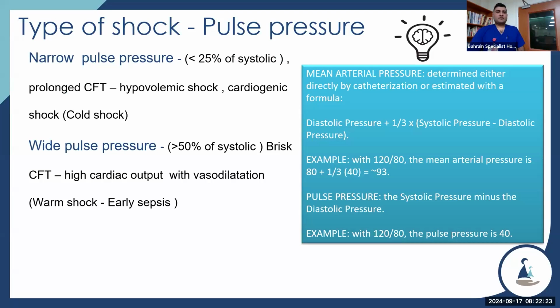Types of shock we can further recognize based on pulse pressure. If there is narrow pulse pressure, less than 25% of systolic, with prolonged capillary filling time, it can be hypovolemic shock, cardiogenic shock, or cold shock. Wide pulse pressure, more than 50% of systolic, with brisk capillary filling time, high cardiac output with vasodilation, is usually seen in warm shock or early sepsis.